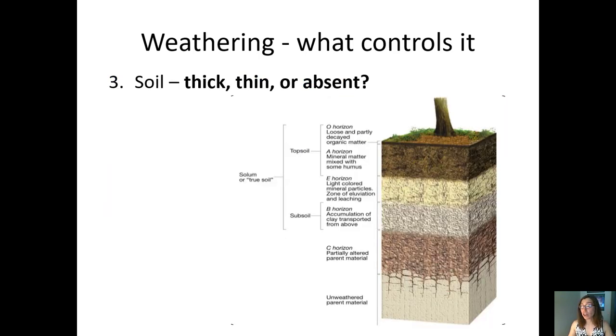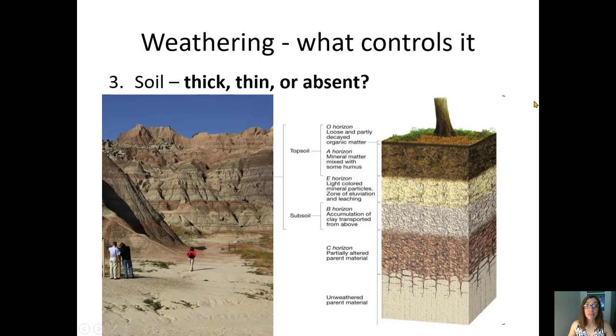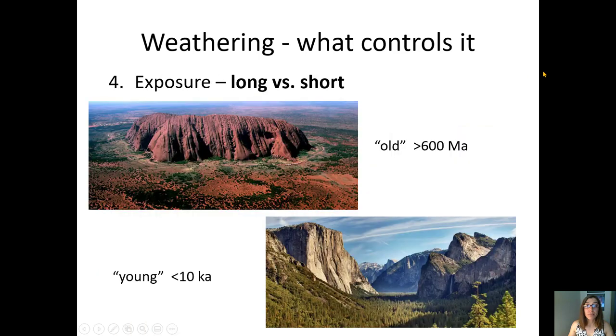The amount of soil can also control your amount of weathering. If it's thick, it's going to be a blanket over the sedimentary or other rocks, and so inhibit weathering to some extent. A thinner or absent soil means the rock is closer to the surface and more prone to weathering. So here are some depictions of soils, ancient soils in the rock record.